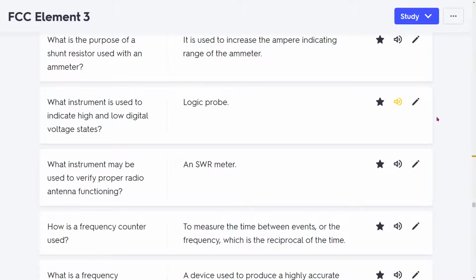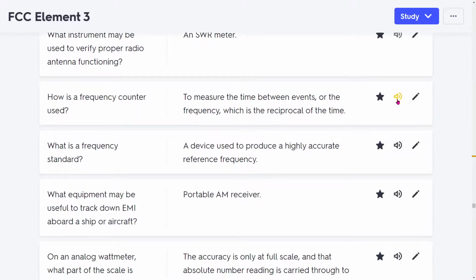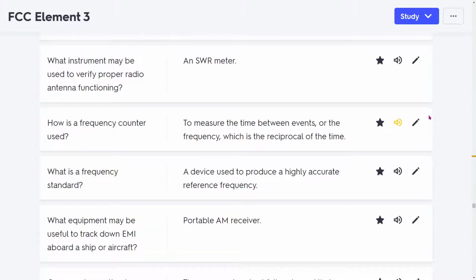What instrument is used to indicate high and low digital voltage states? Logic probe. What instrument may be used to verify proper radio antenna functioning? An SWR meter. How is a frequency counter used? To measure the time between events or the frequency which is the reciprocal of the time. What is a frequency standard? A device used to produce a highly accurate reference frequency.